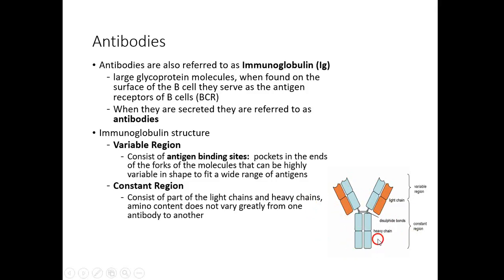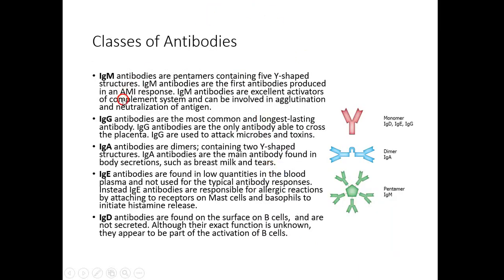Now, all the antibodies will have what's known as a constant region, and just as its name infers, it's going to be constant amongst all the different types of antibodies, and therefore they're going to help in specific roles with our antibody response. Again, they're called immunoglobulins when they're in the B cell or attached to the B cell, and when they get secreted, we refer to them as antibodies.